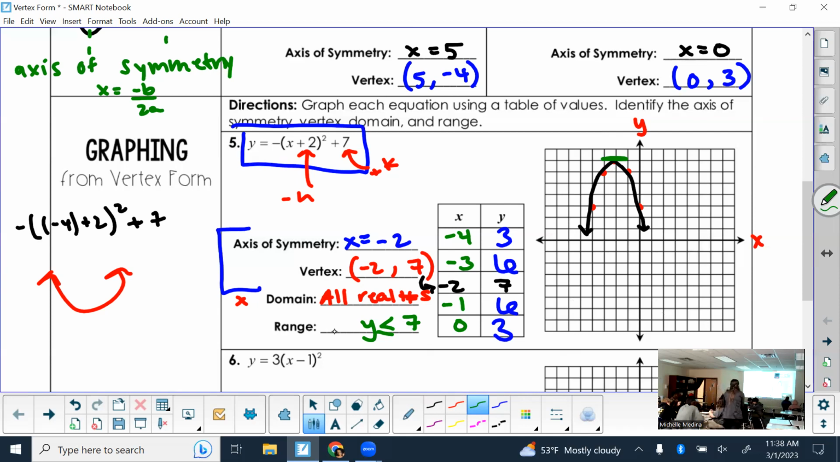I guess if they did anything, you could say that it goes to negative infinity. But if I remember correctly on your test, it just shows it the normal way. Questions?